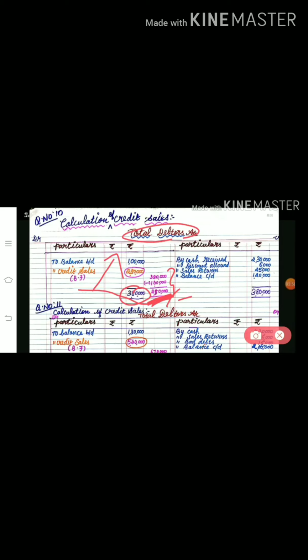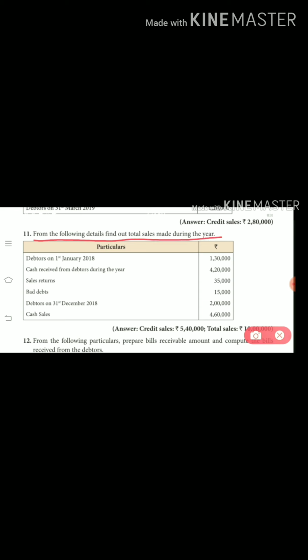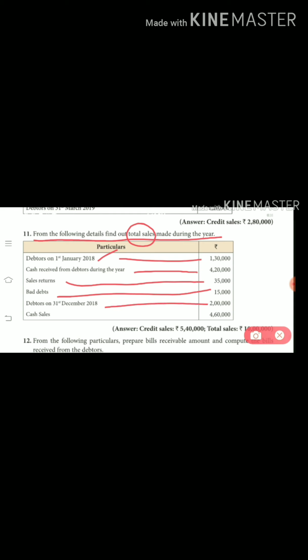The next one. So next, question number 11. From the following details, find out total sales made during the year. Total sales means you have to prepare the total debtors account. Debtors on 1st January 2018, this is the opening balance, balance brought down, 1,30,000. Cash received from debtors during the year 4,20,000, sales return 35,000, bad debts 15,000, debtors on 31st December 2018, that is the closing value, 2 lakhs.